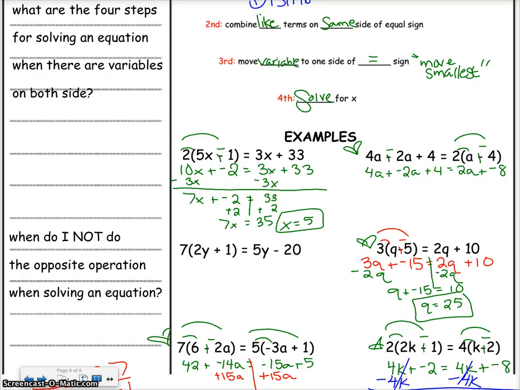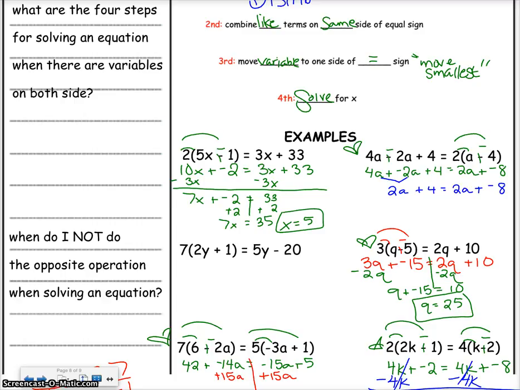Then I am combining like terms on the same side. Is there anything I can combine on the left side? Yes, 4a and negative 2a is just 2a. 2a plus 4 equals 2a plus a negative 8.